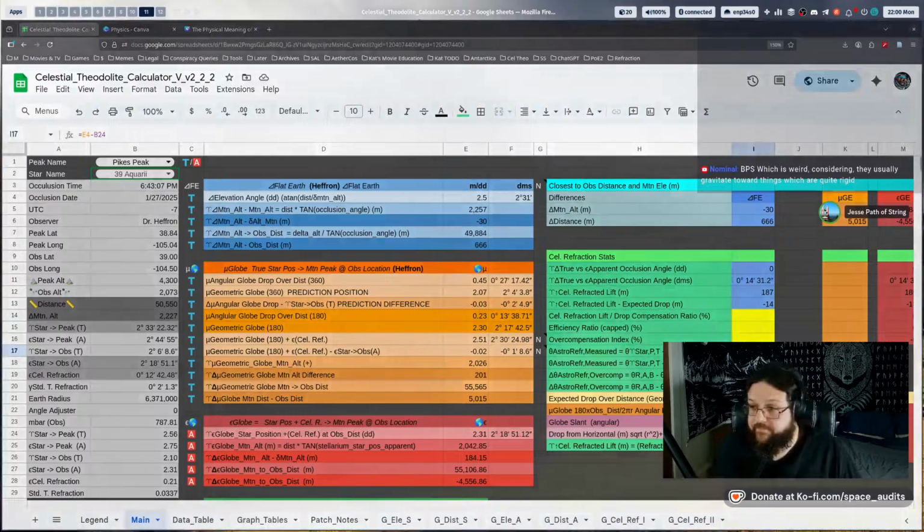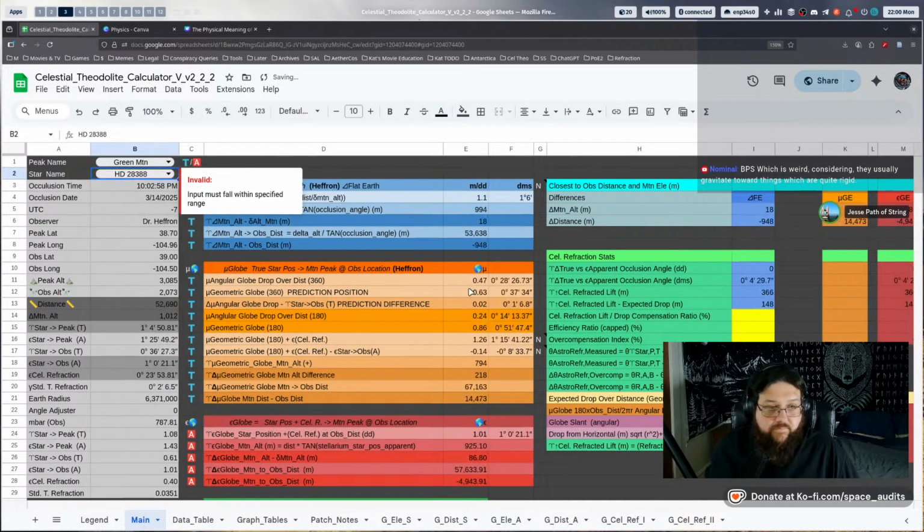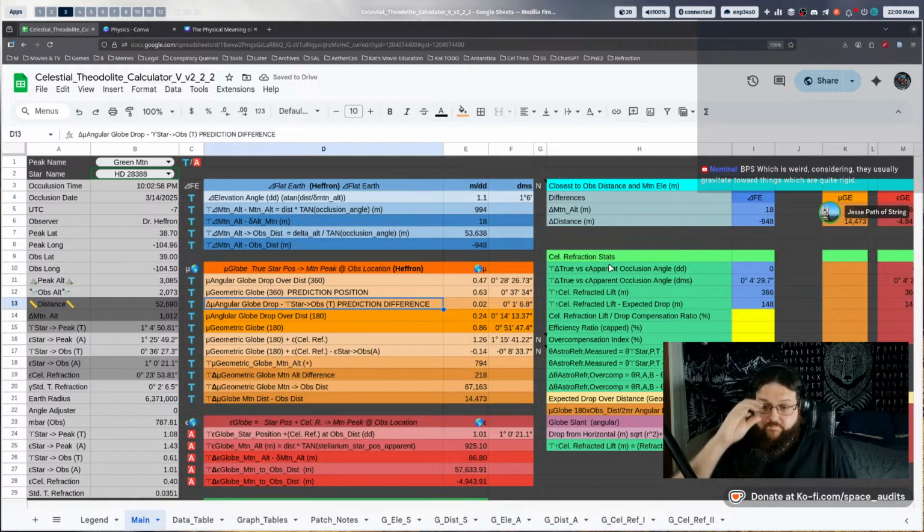So Greenhorn Mountain, using your method, assuming no refraction, came out 2,000 feet too high. What caused that 2,000 feet extra height, according to your method? I have no idea what you're talking about.